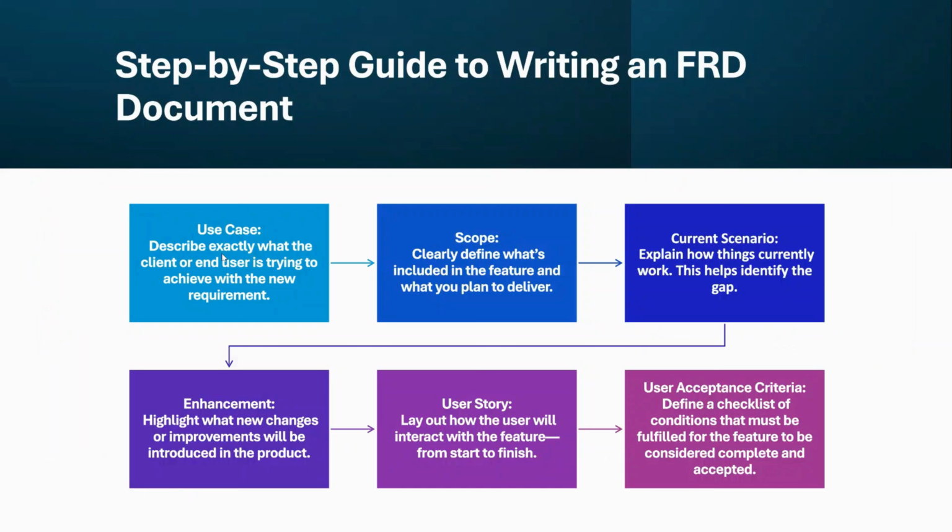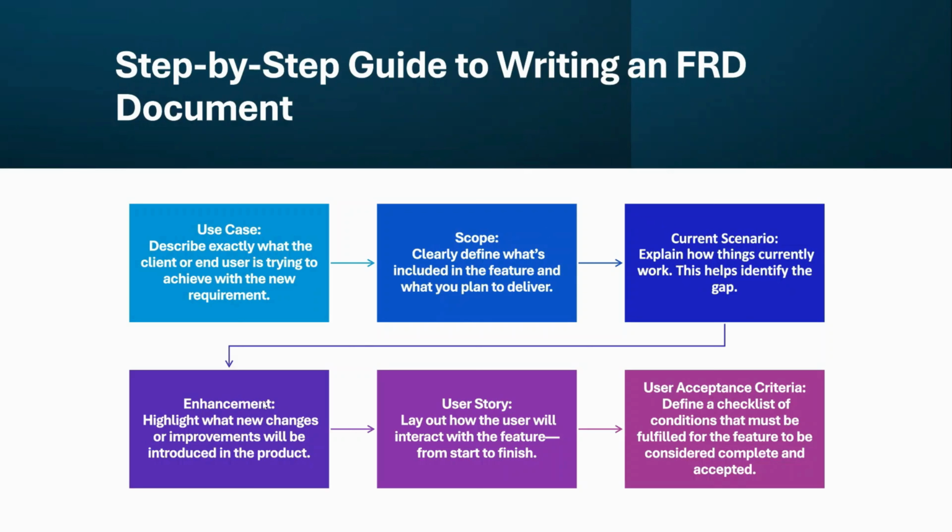What exactly the client or stakeholder wants from the product. Next comes the scope of that use case. This includes identifying what is required and what will be delivered as a part of the requirement. The scope is usually broken into in-scope and out-of-scope items. Then we look into the current scenario, which is typically included when the requirement relates to an existing product. In such cases, we must clearly describe how the current functionality works before introducing any changes.